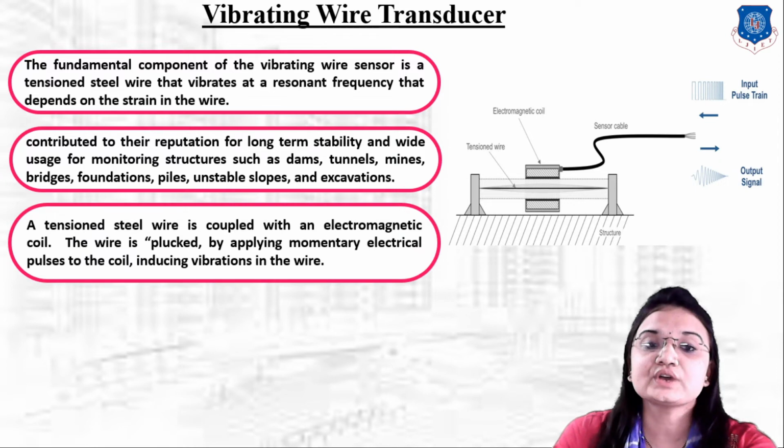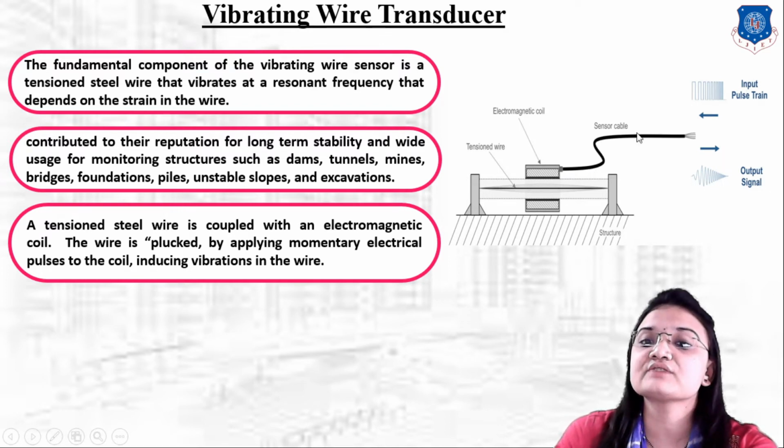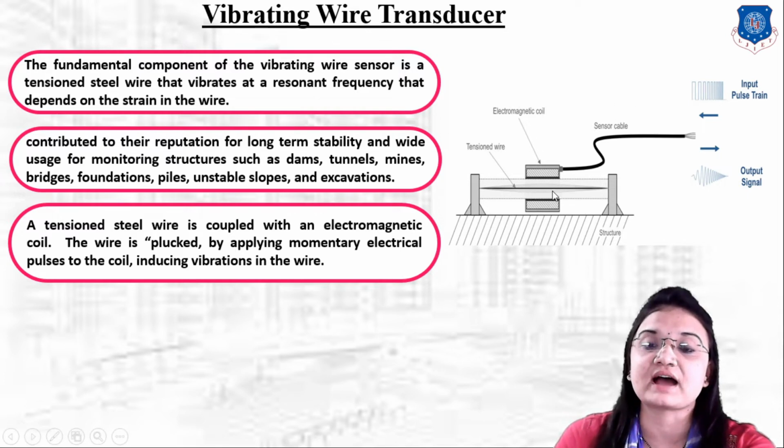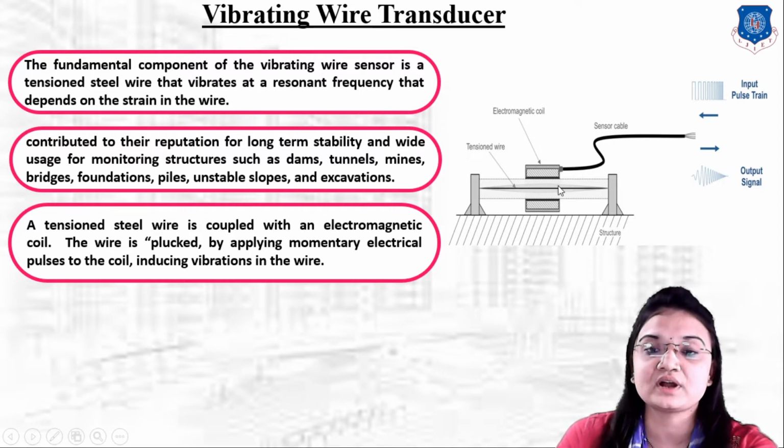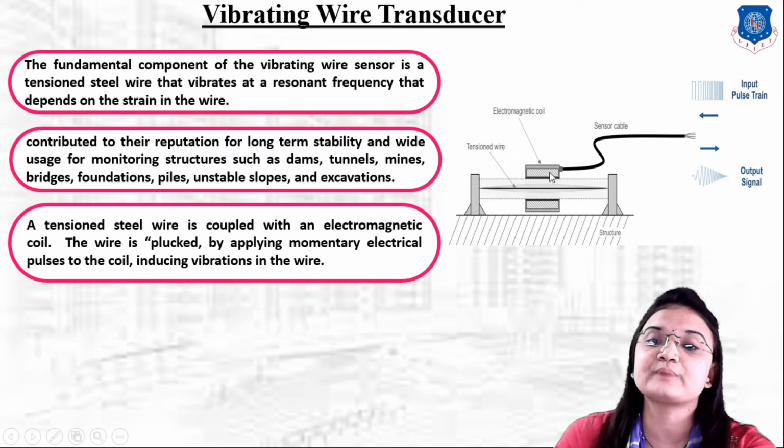Here you can clearly see that this one is the tension wire. Here we have the electromagnetic coil and here we have the sensor cable. When we give current input to this electromagnetic coil, a tension occurs in this wire. So we can say that the tensioned steel wire is coupled with the electromagnetic coil, and the wire is plucked when we apply electrical pulses to this electromagnetic coil, and this induces vibration in the wire.